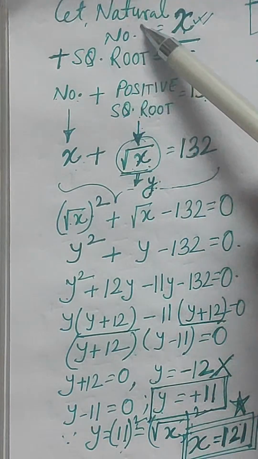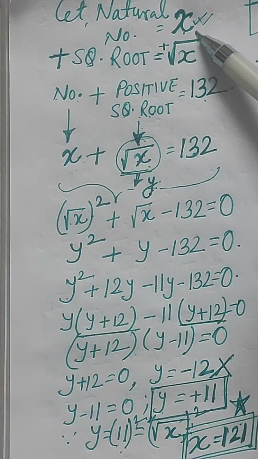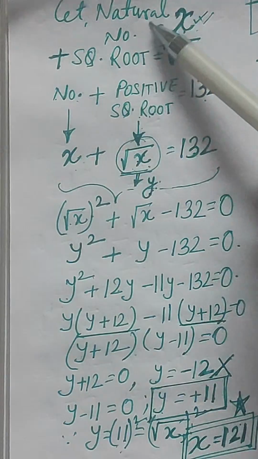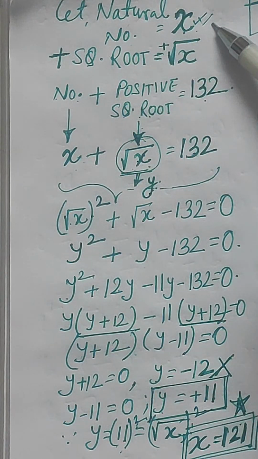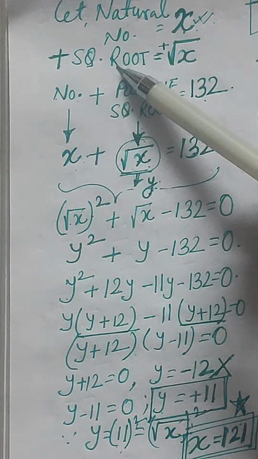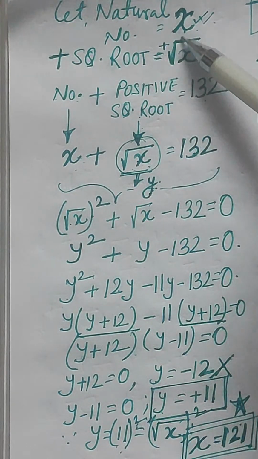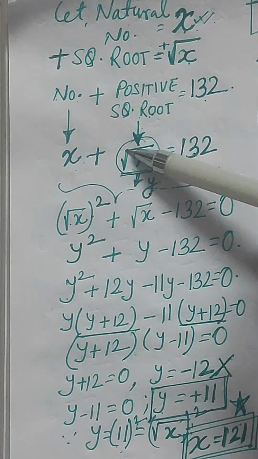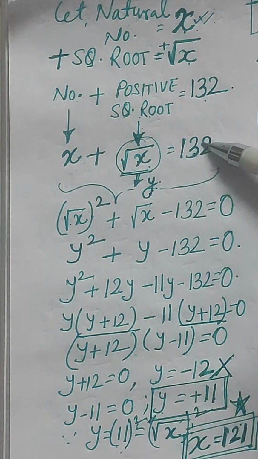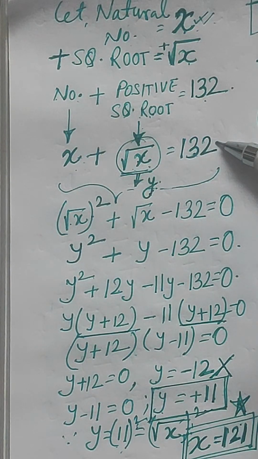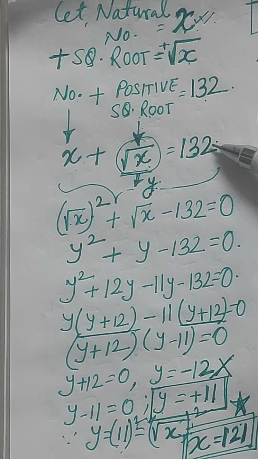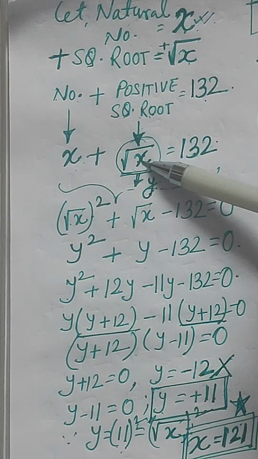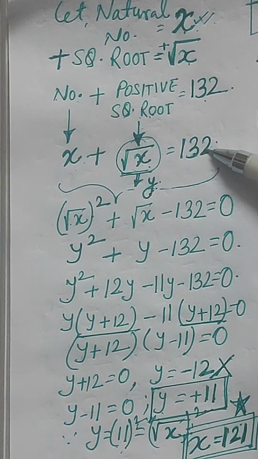So let the natural number be x. Then the square root of this x will be root x. Now the number plus its positive square root will be x plus root x, which is equal to 132. To make the calculation easier, we could proceed this way, but when we remove the root, it will be 132 squared, which will be tedious.